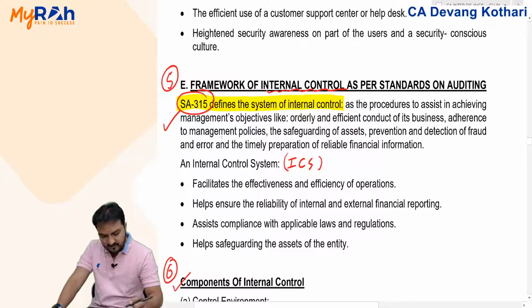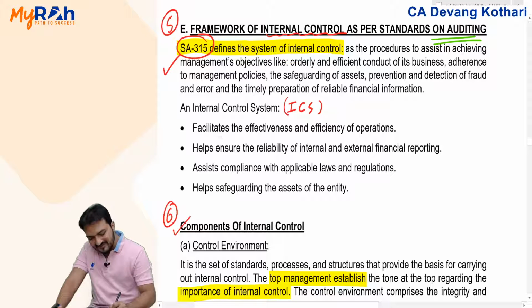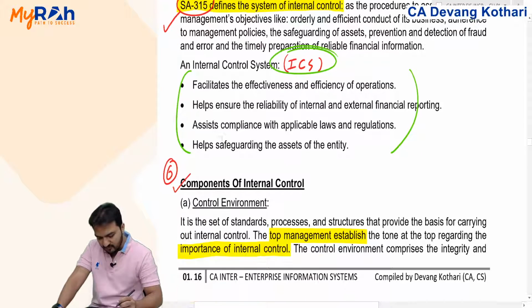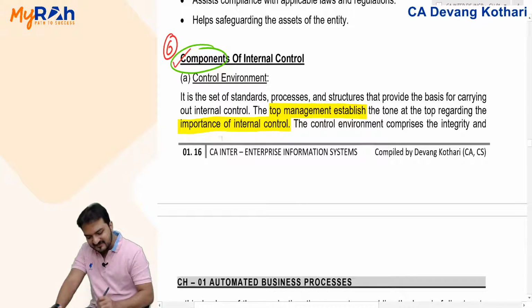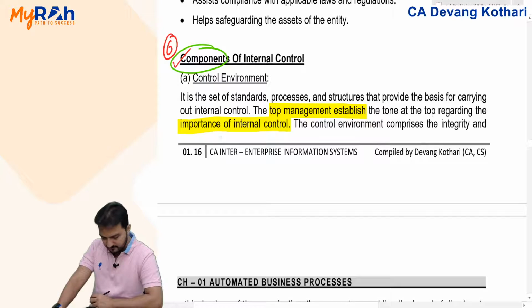Framework of internal controls as per the standards on auditing. Look, as per the auditing standards, they have defined what internal control is. The internal control system is defined as per your auditing subject. That you will read. I'm not discussing that. That is from your auditing subject. And the last thing under controls is components of internal control.